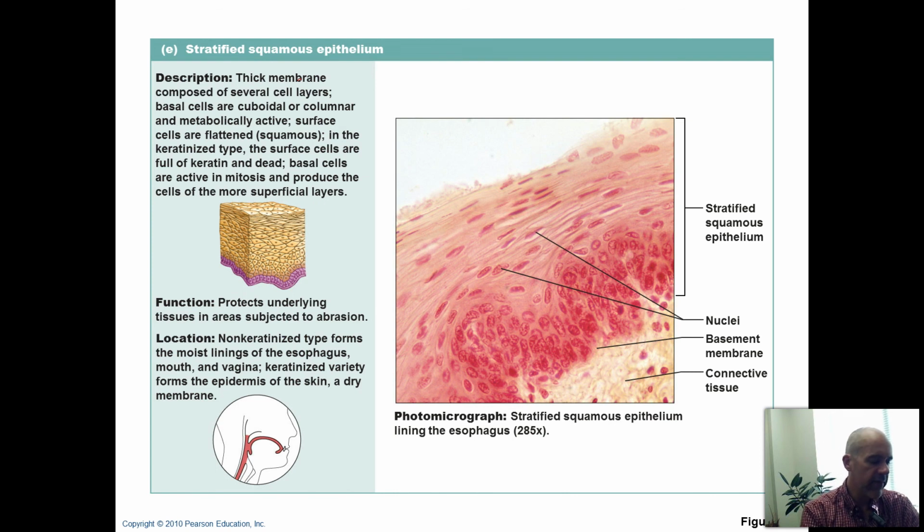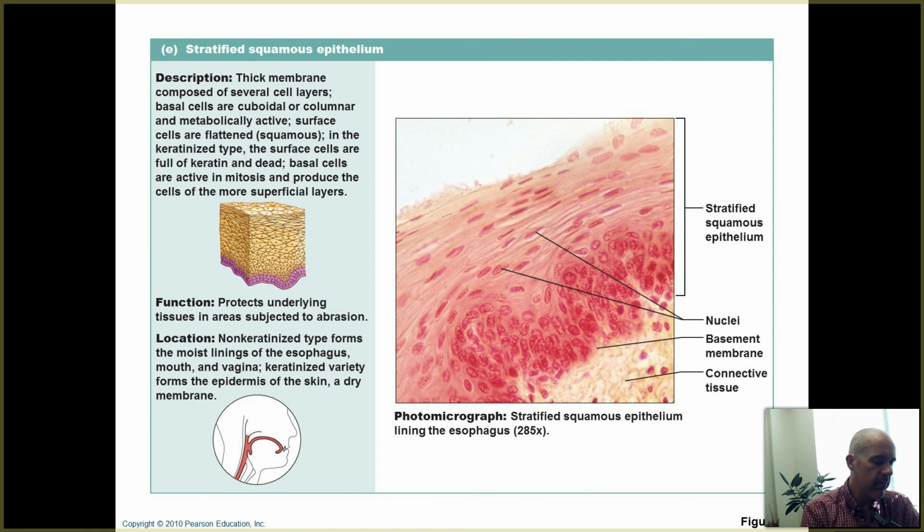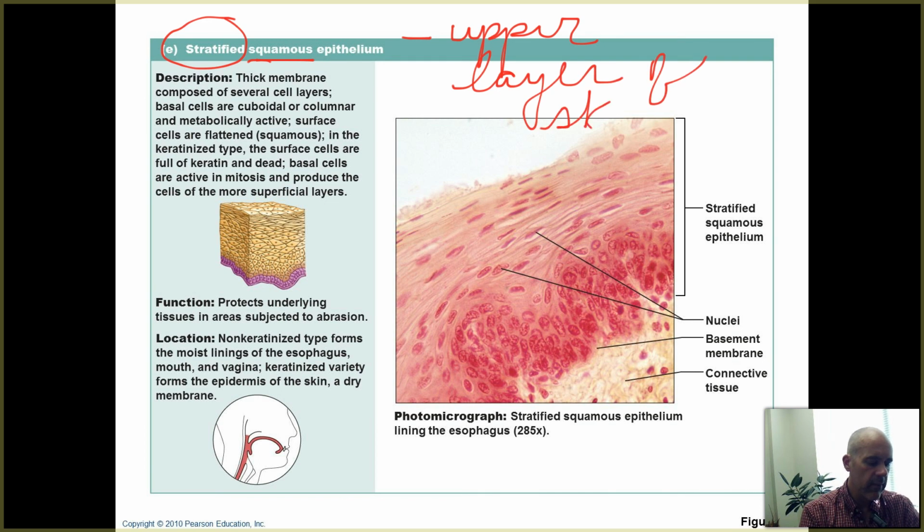All right, how about another type? Stratified squamous epithelium. Stratified means many layers. Squamous, flat cells, and we're going to hear a lot about stratified squamous epithelium when we do Chapter 5 on the skin, because the uppermost layer of the skin is composed of stratified squamous epithelium. So you've got lots of flat epithelial cells, and they're jam-packed together in many layers. So you have those on the skin. You also have them in many other locations, like the inside lining of your mouth, the esophagus, and the vaginal lining.